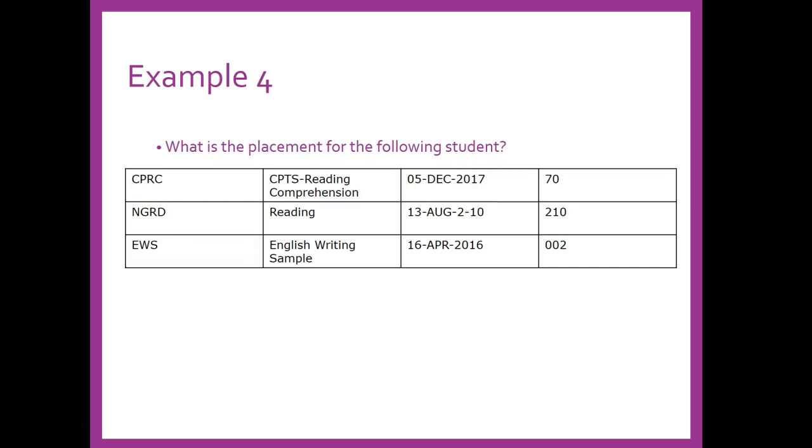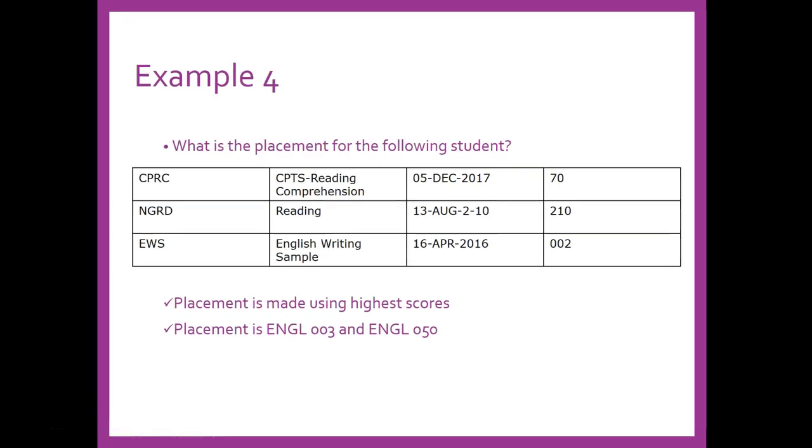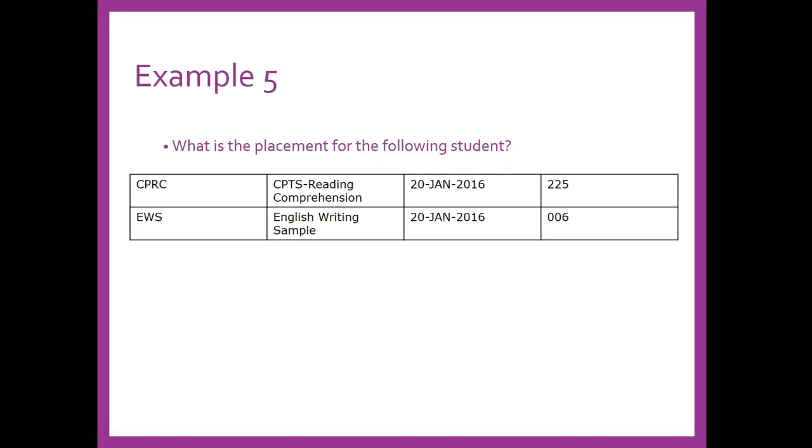Now this one, we have the old classic AccuPlacer score and we have the Next Generation reading. So we have the 70 and we have the 210. And then the English writing sample is a 2. Placement is made using the highest score, which in this case, English 003 and English 050.